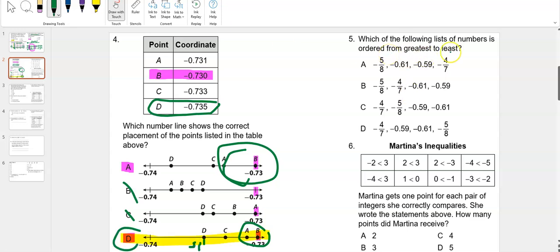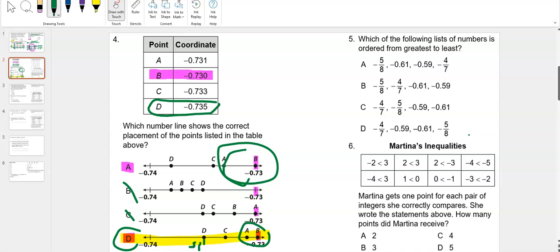Okay, for number 5, we need to place these rational numbers in order from least to greatest. So we know they're rational numbers because they are all fractions or decimals, which can be written in the form A over B. And we need to put them from greatest to least. So again, remember our negatives, the bigger the negative, the smaller it is. So we want small negatives first to big negatives, okay? Now we've got fractions and decimals and all sorts of numbers here. So we want to either change them all to the same type, all to fractions or all to decimals, or we need to do a combination of both.